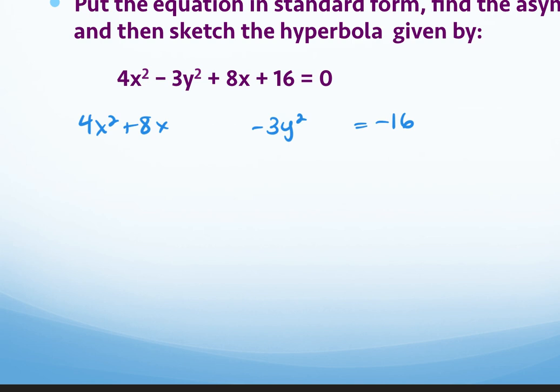This time there wasn't another y, so I only have to complete the square on the x. So I take out the 4, I get x squared plus 2x, leave my space, minus 3y squared equals negative 16. Then I do the 2. 2 divided by 2 is 1.